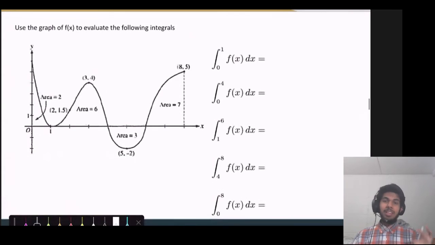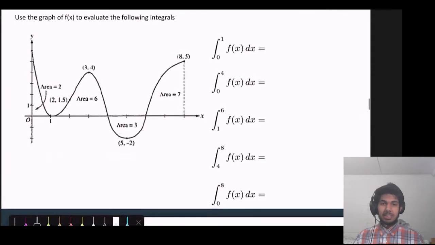Wonderful. So with that brief understanding of what definite integrals are, let's try to evaluate these definite integrals. So we have a graph of f of x, and we have the areas within certain sections of this graph. First we want to find the integral from 0 to 1 of f of x. By definition, that is the area under the curve f of x from 0 to 1. So if we look in our graph, 0 is here, 1 is here. So the area we're concerned about would be this red area, and that's given to us to be 2.